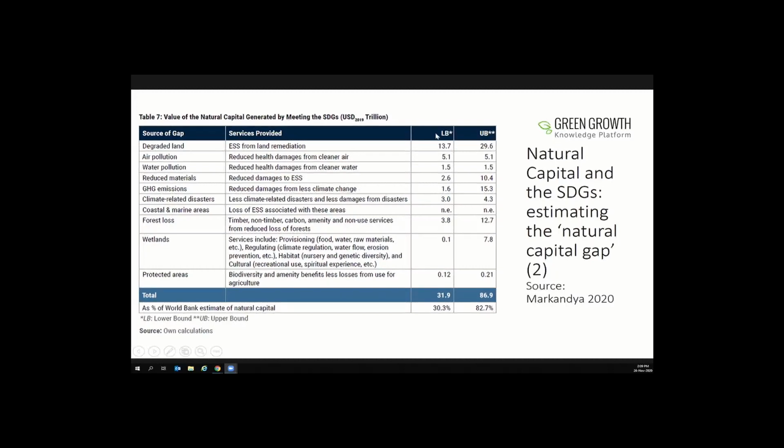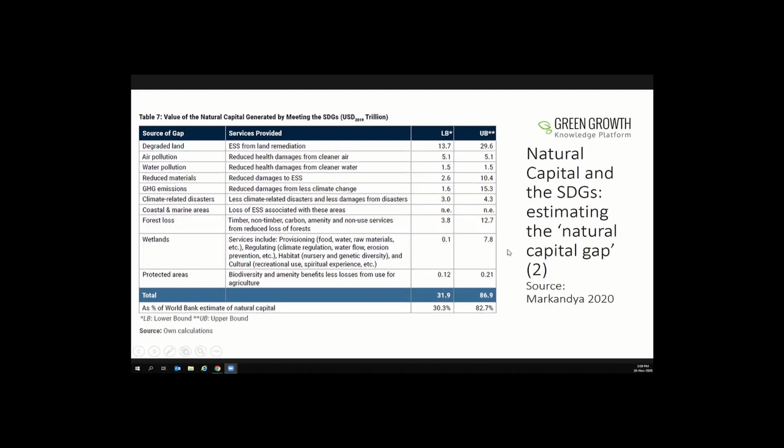You can see you've got a lower bound and an upper bound, and with some of them, there's quite a lot of uncertainty between these numbers. We can see there, compared with World Bank estimates of natural capital, that this is a very significant increase in the stock of natural capital that currently exists. And you can see the various forms of natural capital that would need to be invested in.